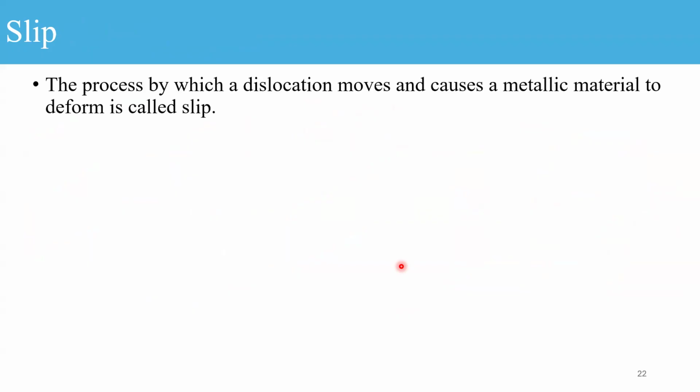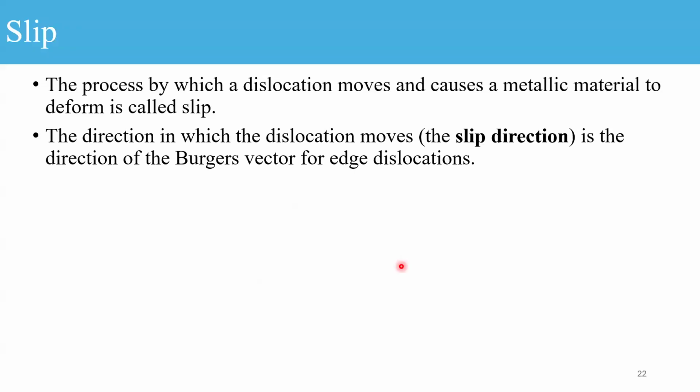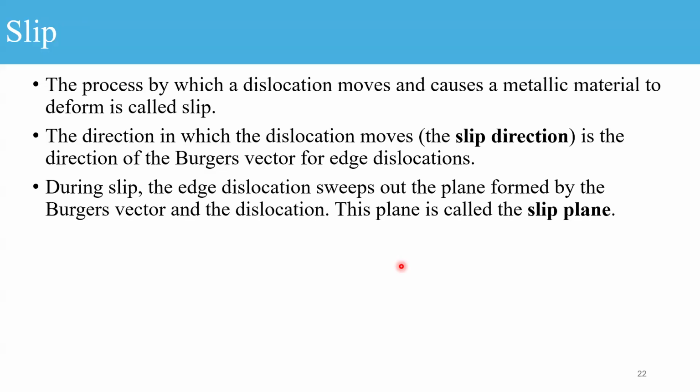That brings us to the definition of slip. Slip is the process by which a dislocation moves and causes a metallic material to deform. The direction in which the dislocation moves, or the slip direction, is the direction of Burger's vector for the edge dislocation. So during the slip, the edge dislocation sweeps out the plane formed by Burger's vector and the dislocation. That plane is called a slip plane.